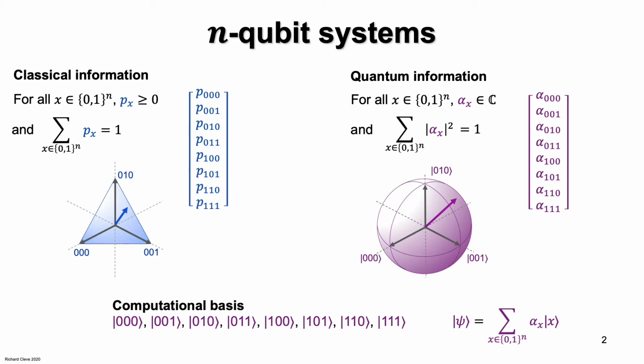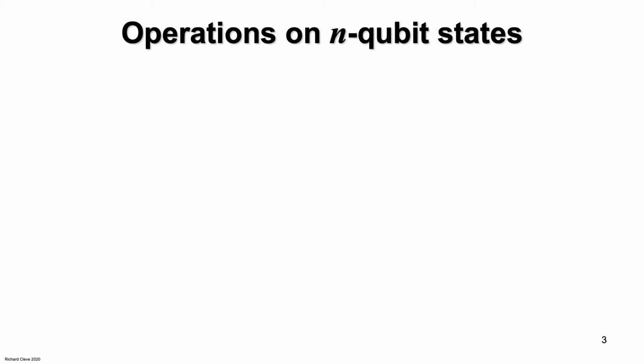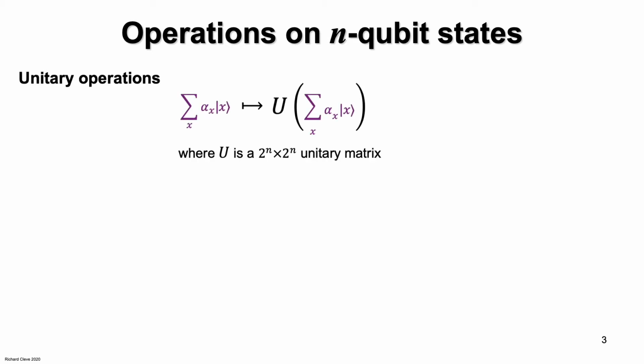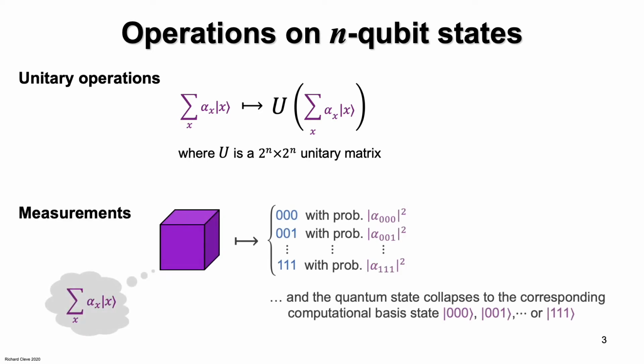As with single qubits, what's important is the operations that can be performed on them. We'll consider unitary operations and measurements. Unitary operations are 2 to the n by 2 to the n unitary matrices acting on 2 to the n dimensional vectors. Measurements have 2 to the n outcomes corresponding to the 2 to the n computational basis states. Each basis state outcome occurs with probability the absolute value squared of its amplitude.